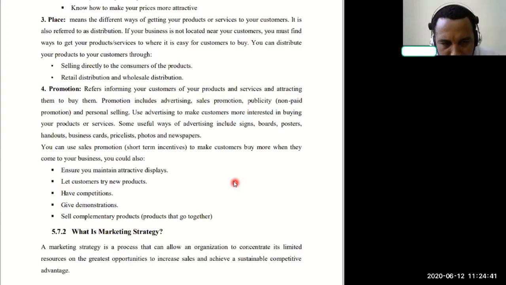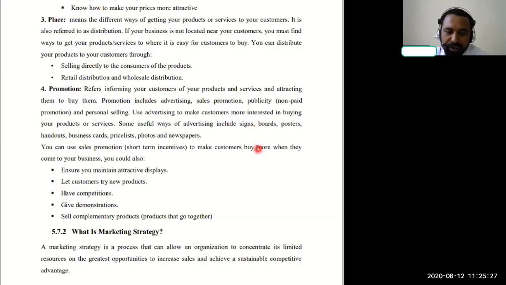Whenever you use sales promotion, you have to make sure that customers will buy more products. When they come to your business, you should also do the following things. Maintain an attractive display. The setup or display of your business should be attractive so customers use more products and try new products. We have to encourage customers to try new products.